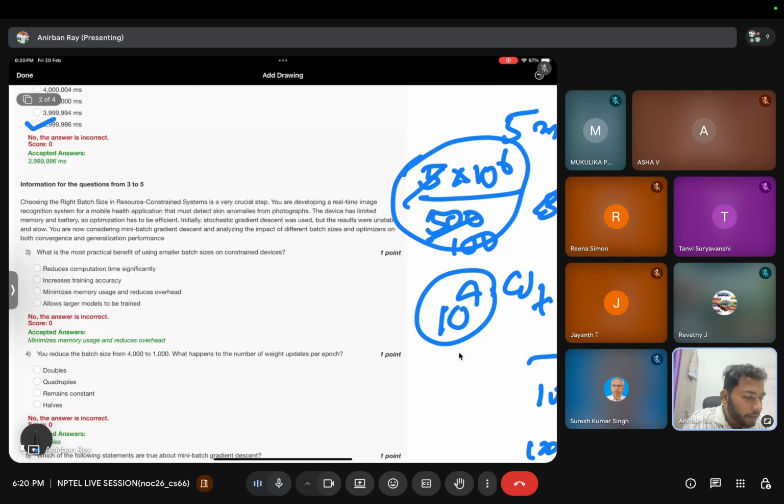What is the most practical benefit of using a smaller batch size on constrained devices? Smaller batch size relates to the memory of the device, because the device memory will not be too much, so a smaller batch size has to be taken.